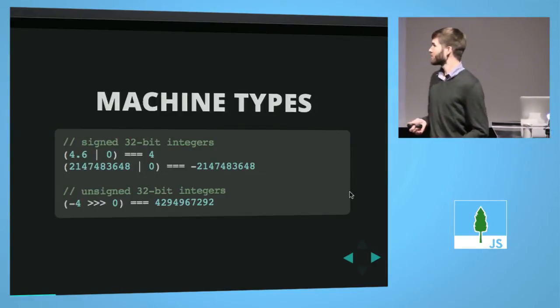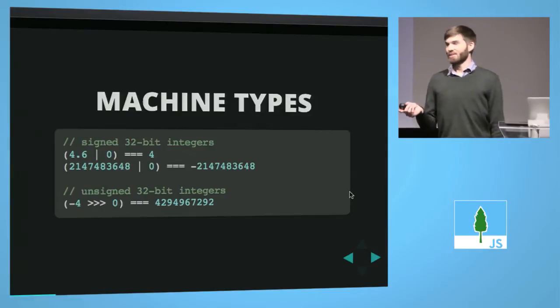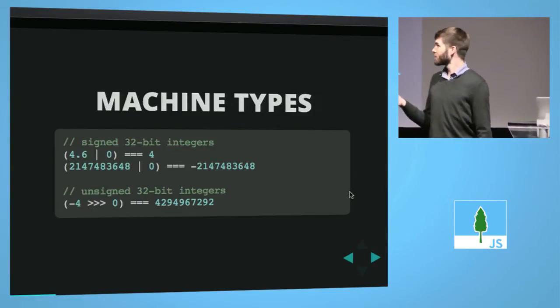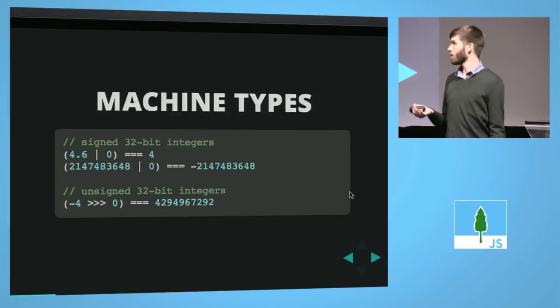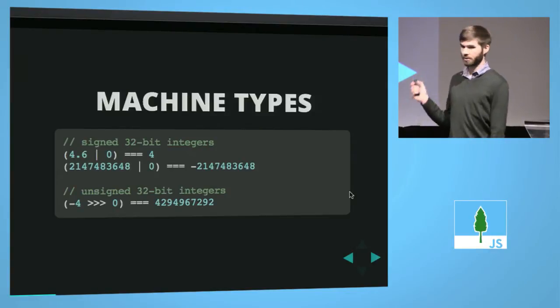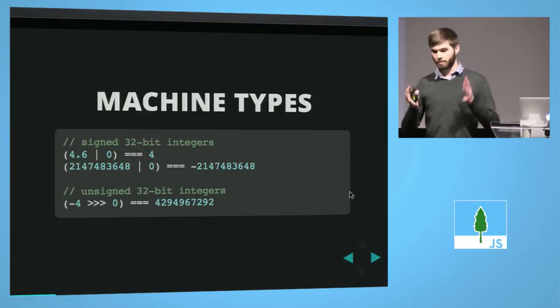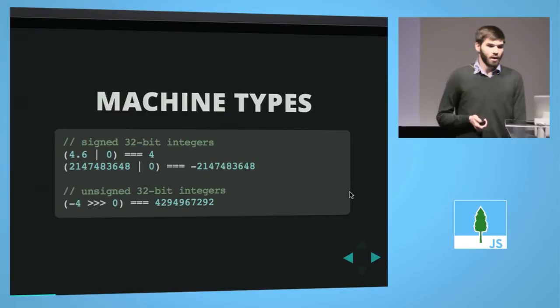I mean, there's even a way to do unsigned 32-bit integers with the triple bitwise right shift. I never know how to say that. Just this weird three-arrow thing. So if you do -4 shifted right by 0, which should be a no-op, the engine will actually give you back an unsigned 32-bit integer, so you get back this really big number because of -4. Those bits are basically left intact. It's just about how the engine interprets those bits.